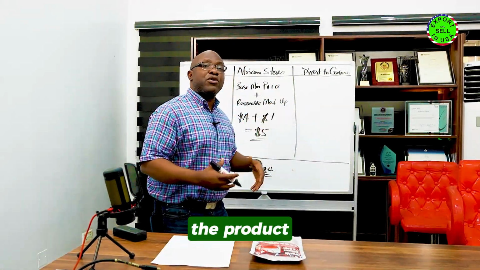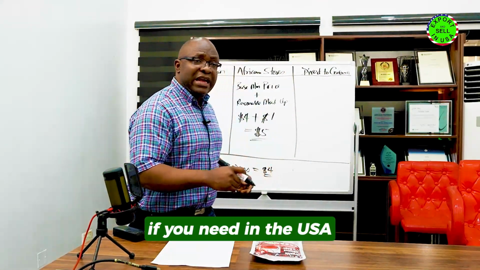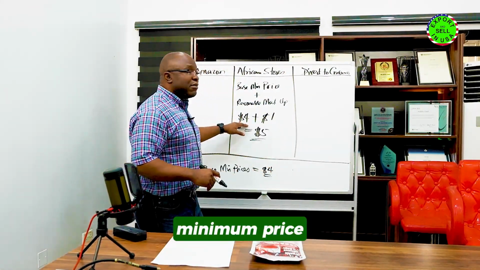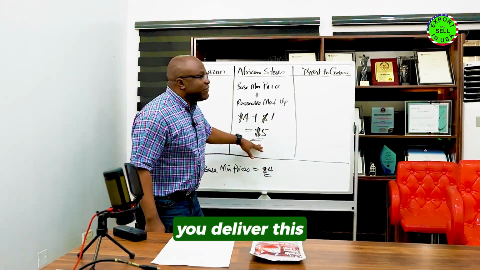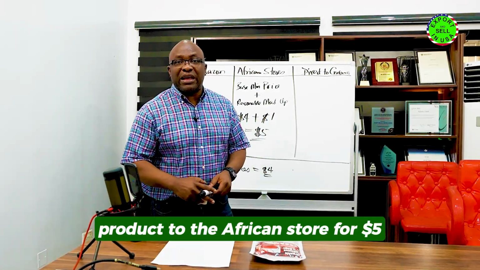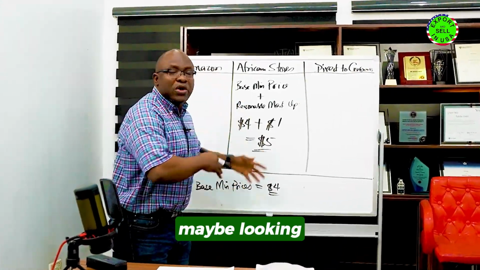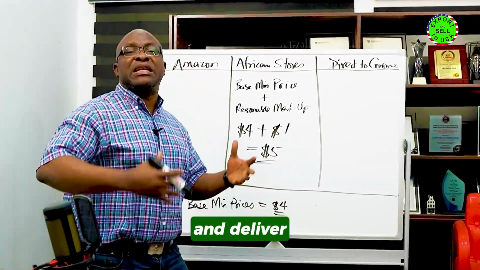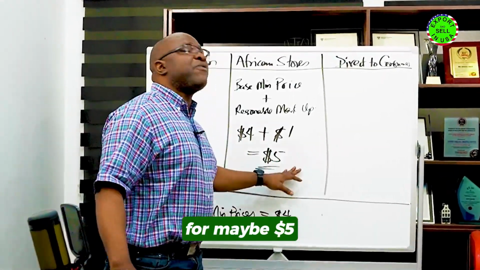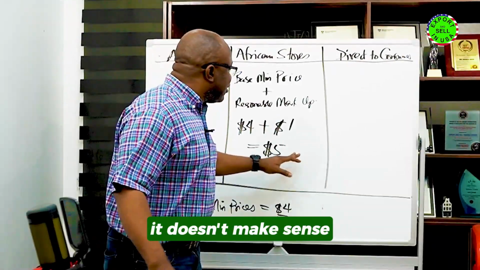Again, you've shipped the product, you have it in your local warehouse, of which we can give you a warehouse if you need in the USA. This is your base minimum price. You want to make an extra $1. And so you know that when you deliver this product to the African store for $5, if they were to go looking for somebody who can do it, they will probably be able to ship it and deliver it to the USA for maybe $5.50 or $6. At that point in time, it doesn't make sense.